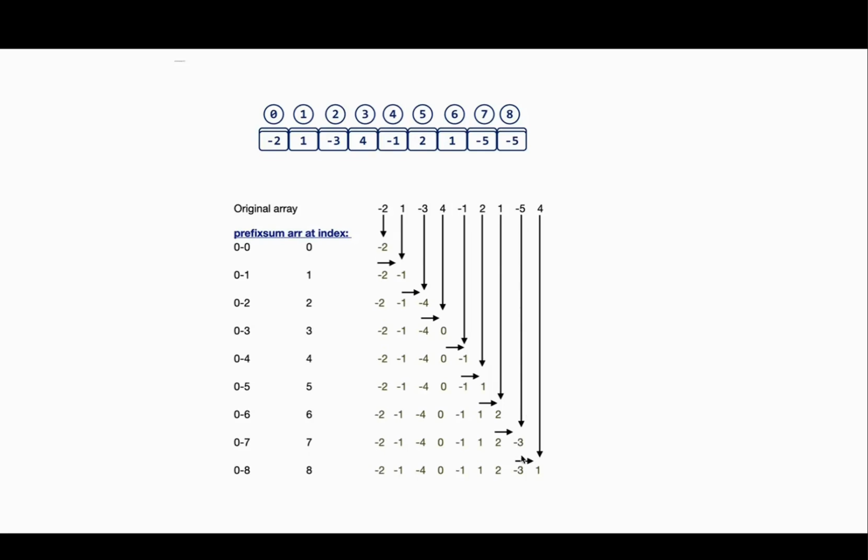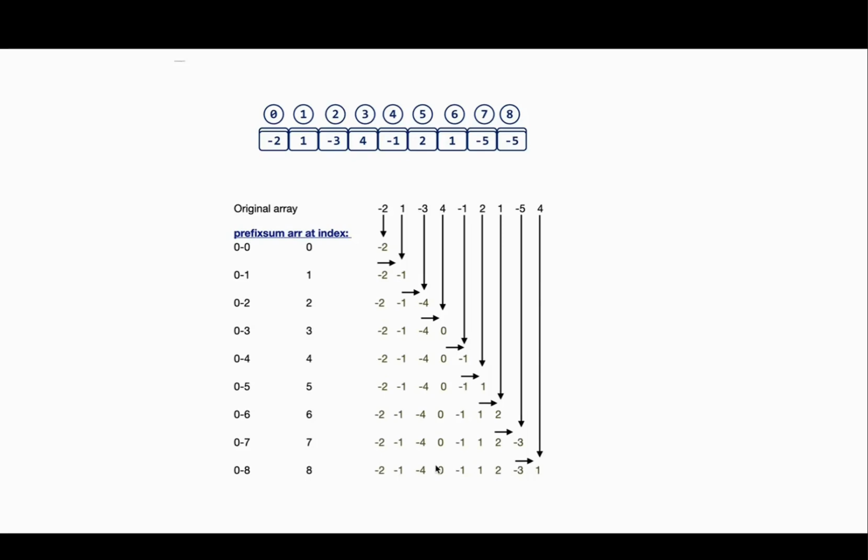Now calculate prefix sum of 8. Take the previous index value from prefix sum, that is minus 3, and take the current index value from the original array, that is 4. So if we calculate the sum, this is 1. So prefix sum of 8 will be 1.